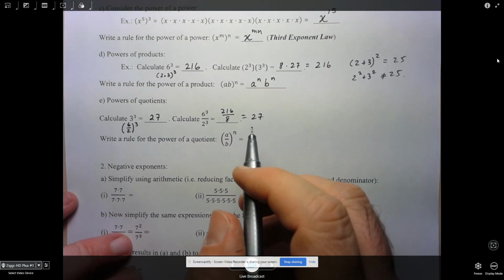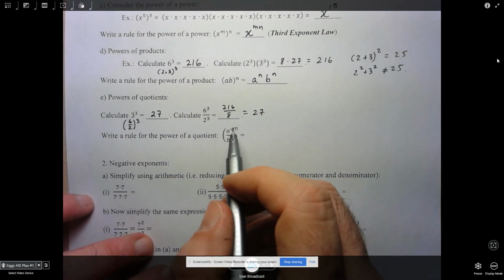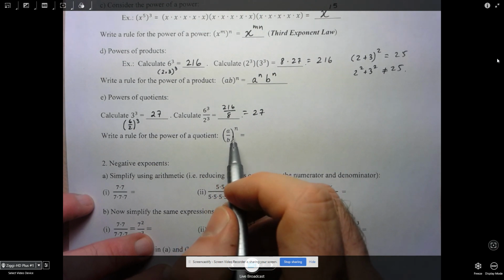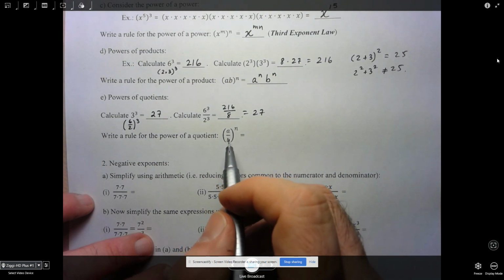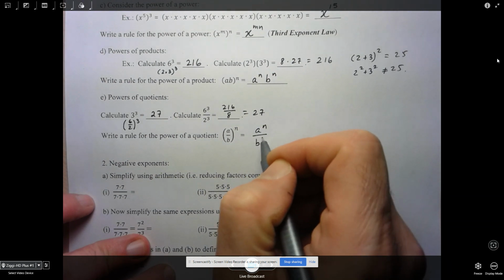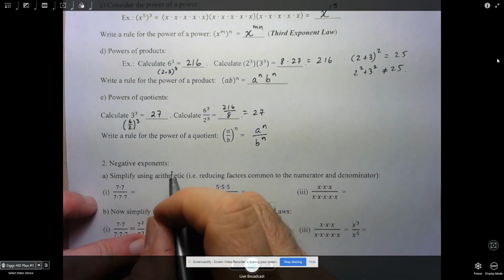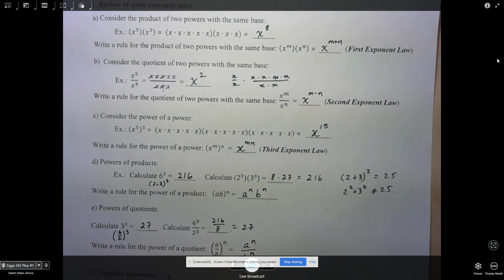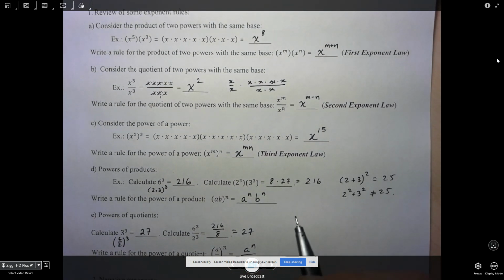So this idea of distributing an exponent works also for division. So a over b all to the n is the same as a to the n over b to the n. All right, and these would have been the basic rules of exponents that you would have studied back in grade 9.